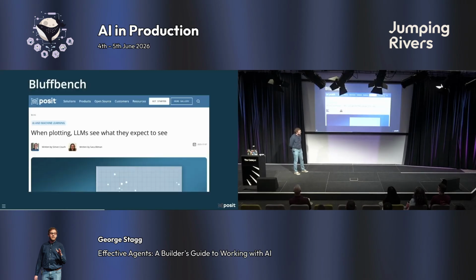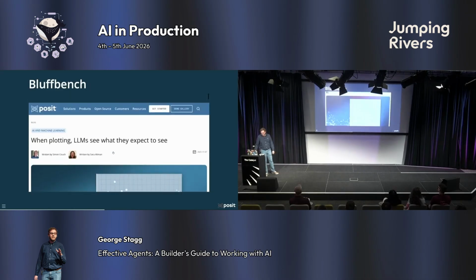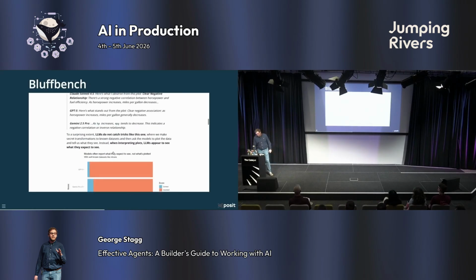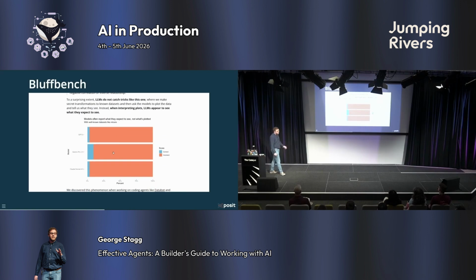In fact, at Posit we've been trying to understand how this works. We've done some deep dives, and what we've really found is that LLMs really do see what they expect to see. This is a really interesting article, if you're interested in that. Simon and Sarah take famous data sets and flip them. So this is mtcars, but here as horsepower goes up, the miles per gallon goes up, and that's not right. They flipped the data and then plotted it. They send that to the LLM and ask, can you describe this plot to me? And overwhelmingly, at the time, frontier models would get this wrong. They will describe that image wrong.